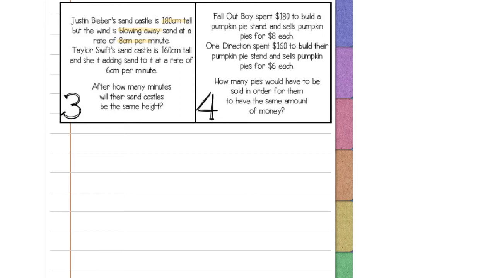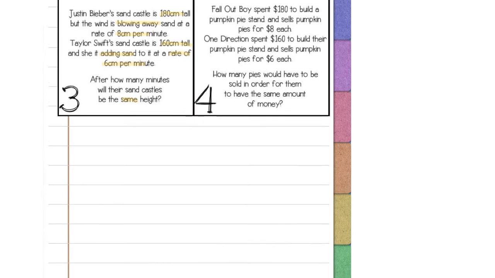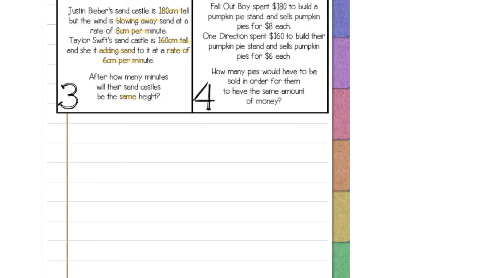We're subtracting. And then Taylor Swift's sandcastle is 160 centimeters tall, and she is adding sand to it at a rate of 6 centimeters per minute. After how many minutes will their sandcastles be the same? There goes our keyword again, same. So again, same means that they're equal. So we're going to have to come up with 2 equations and set them equal to each other.